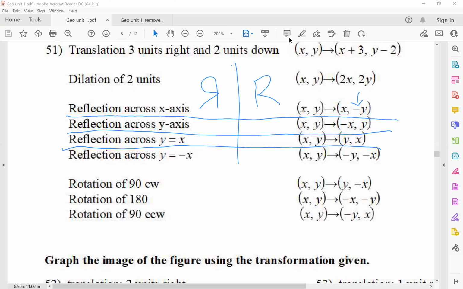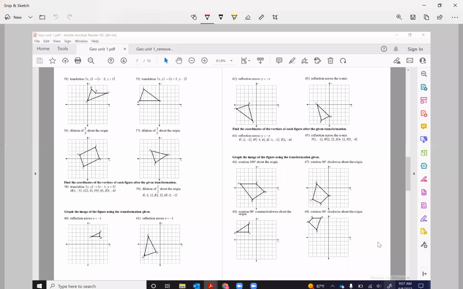And lastly, reflection across y equals negative x. (x, y) is going to become (negative y, negative x). So two things: my numbers are going to flip, and my signs are going to switch. All right. We're going to use this table, or we're going to count distance. Now let me show you what I mean with distance. Let's take a look at how we're going to be doing the work. For us to know where we're going to be stopping today, I'm going to be working questions 60 through 65. So let's take a look at question number 60.